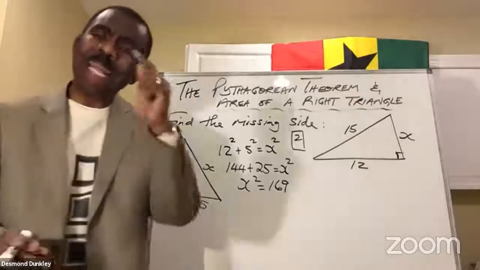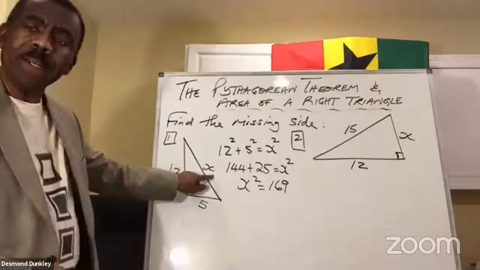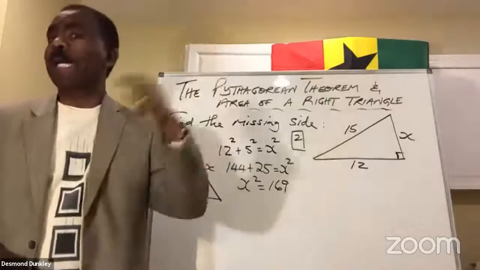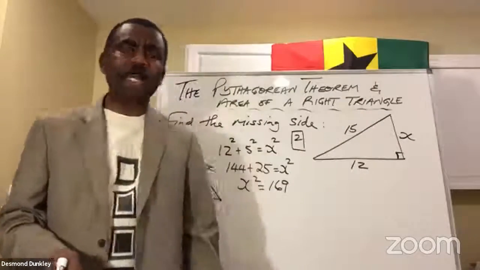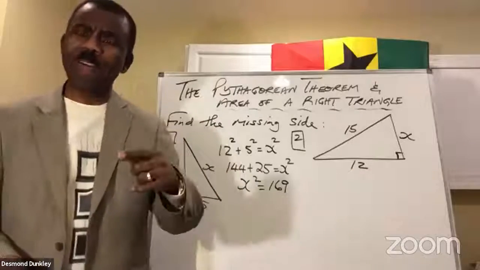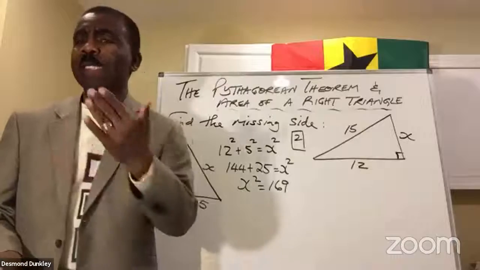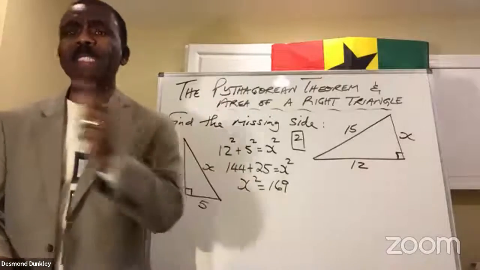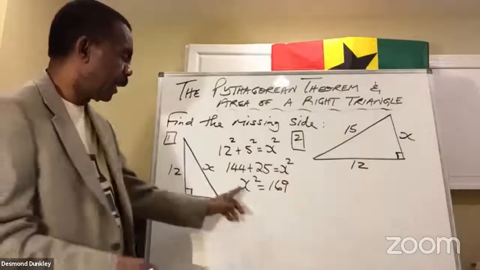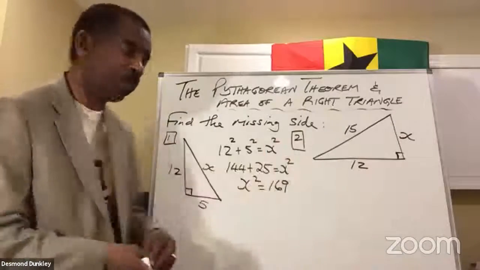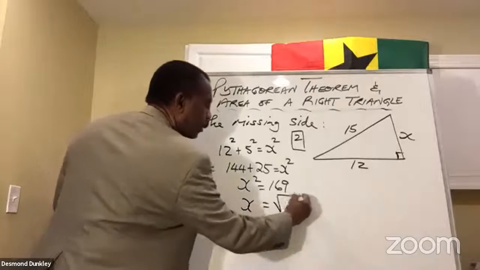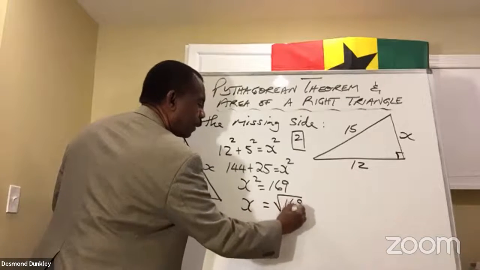So in order to find x, which is the length right here, we need to get rid of the square. In a previous lesson, we discussed that the opposite, or the inverse, of square is square root. Just as the inverse of multiply is divide, and the inverse of add is subtract, the inverse of square is square root. So we know that x is going to be equal to the square root of 169.